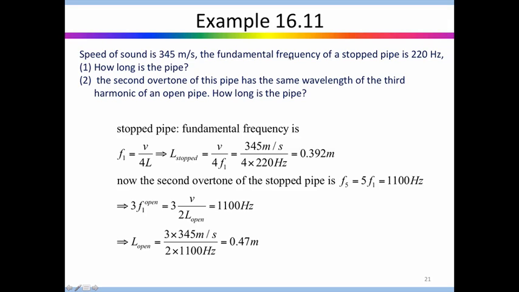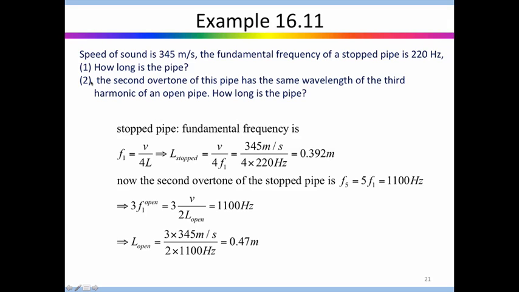We know that for a stopped pipe, the fundamental mode has a wavelength such that the length of the pipe is equal to 1/4 of the wavelength. So we know this, F1 is equal to V over 4L. Therefore L stop is equal to V over 4F1, which is 345 meters per second divided by 4 times 220 hertz, and that is equal to 0.392 meters.